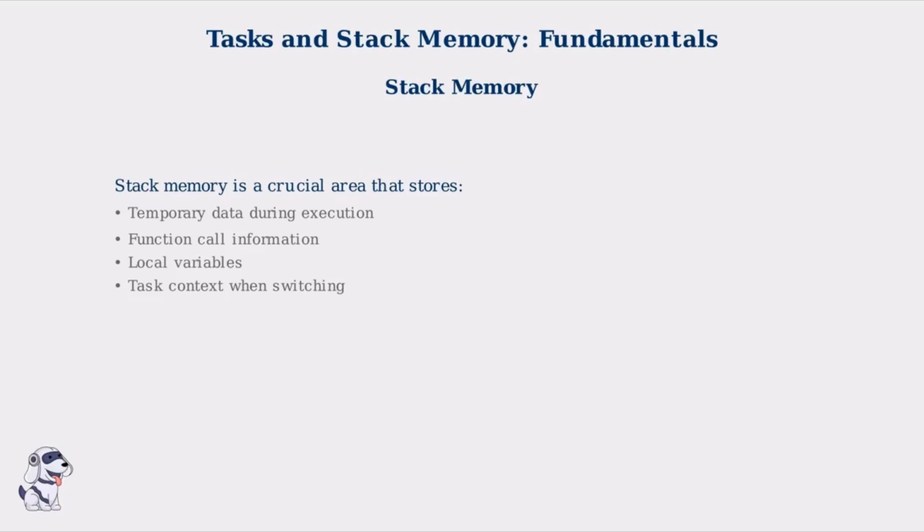Stack memory is a crucial area where temporary data, function call information, and local variables are stored while a program is running. It operates on a last-in, first-out principle. This diagram shows how stack memory works with function calls. Each function call creates a new frame on the stack, containing local variables and parameters. The stack grows and shrinks as functions are called and return.